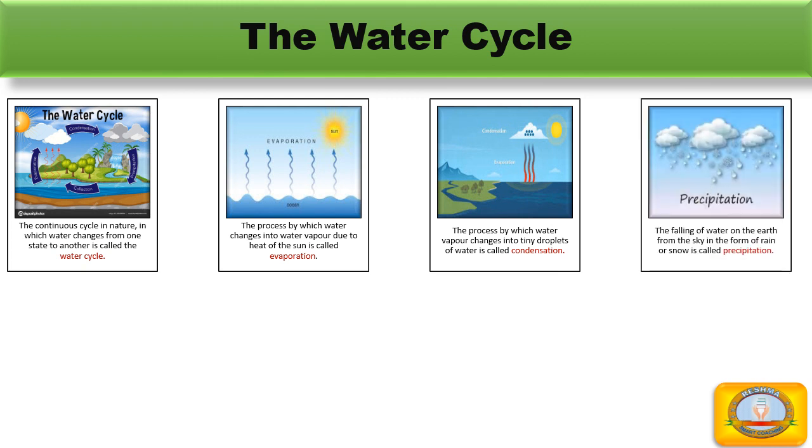Next process, when the clouds become too heavy with too many droplets of water, they come back to the earth's surface as rain. In very cold areas, the water vapor becomes solid and changes to snow. That is why in a very cold area we experience snowfall. The falling of water on the earth from the sky in the form of rain or snow is called precipitation.